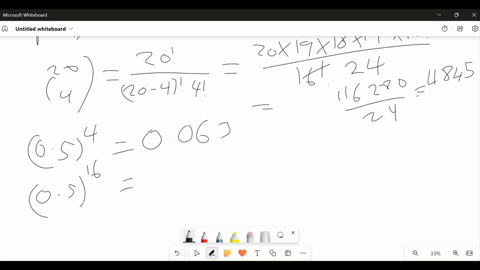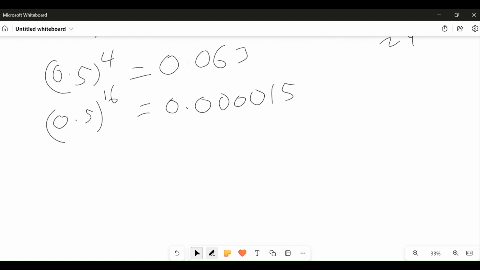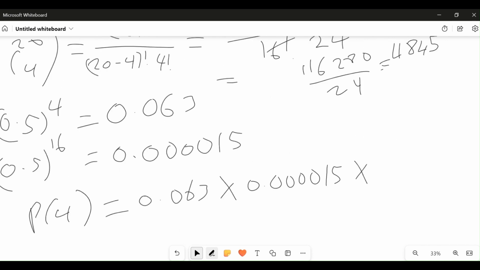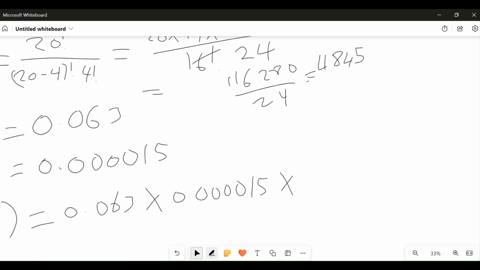0.5 raised to power 16. That would be 0.0000015. Now that you have found all this, what is left is for you to find your probability of 4. Probability of 4 will then be 0.063 multiplied by 0.000015 multiplied by what we found in our combination, 4,845.